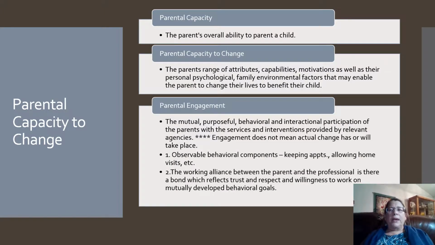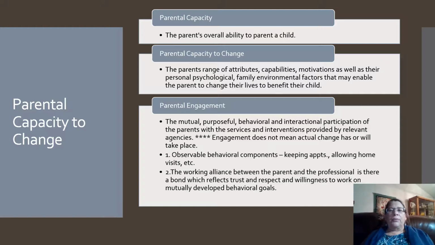So parental capacity to change, these are the definitions. So parental capacity is basically the parent's overall ability to just parent a child, the simple parts of parenting a child. Do they have that ability? Can they feed them? Can they change their clothes? Do they know how to take them to the doctor? Do they know how to enroll them in school?